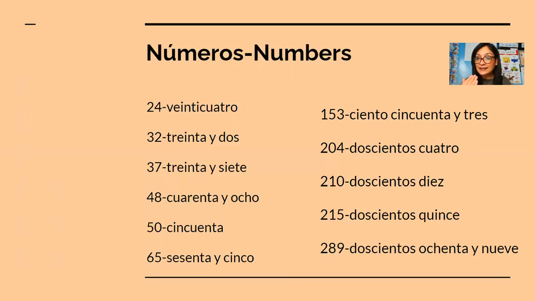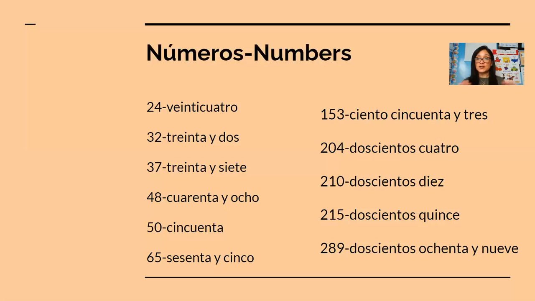65. So what you really need to focus your attention on is the tens place, because if you know numbers 1 hasta 9, numbers from 1 to 9, those numbers get repeated in the ones place. It's the tens place that changes. So for 65.